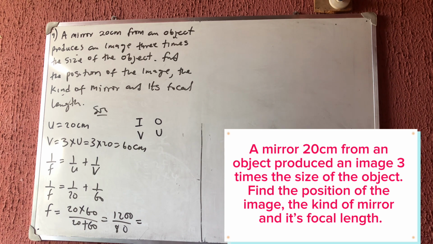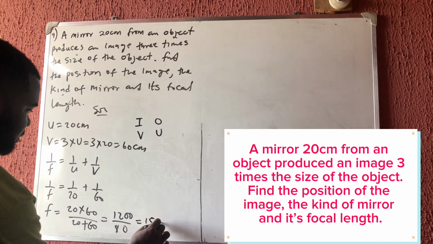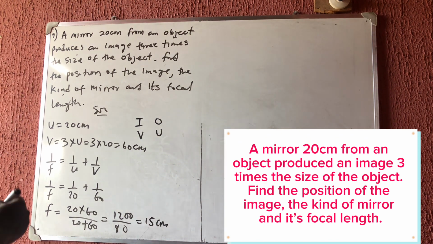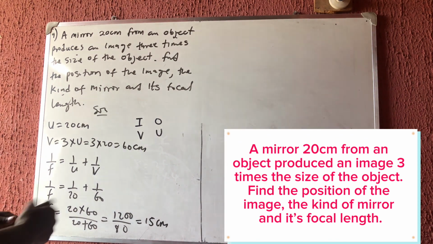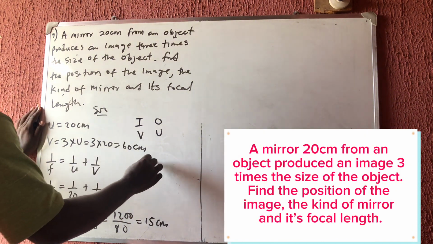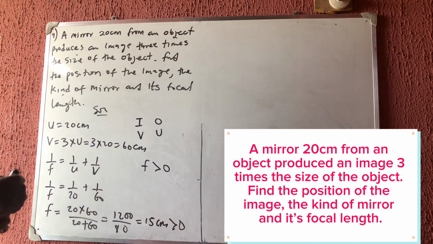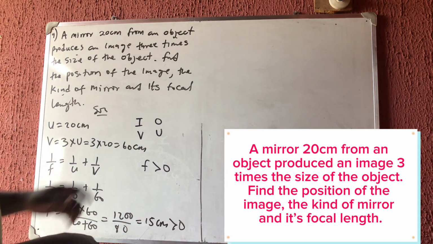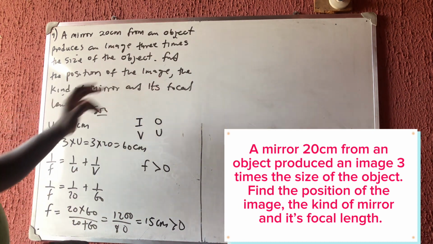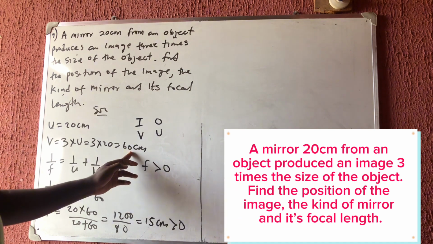20 times 60 divided by 8 is 15. I have 15 cm. Since your f is positive, don't forget that for a concave mirror, your f is always greater than 0. Since this is greater than 0, this is a concave mirror, okay? Now, they say we should find the position of the image. The position of the image is 60.